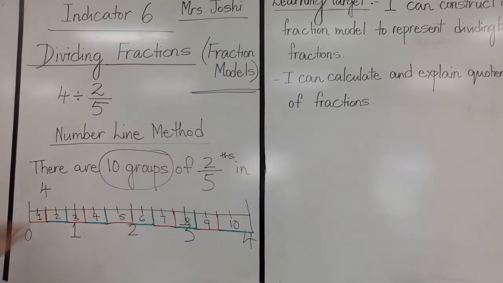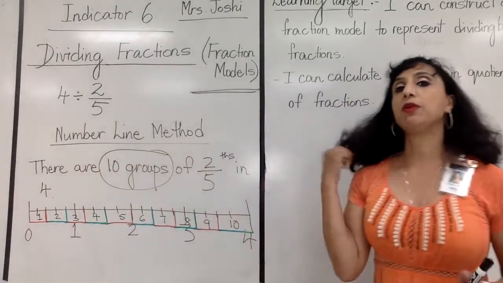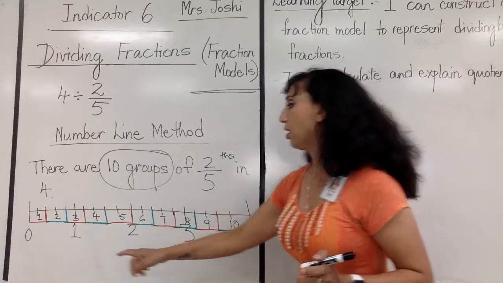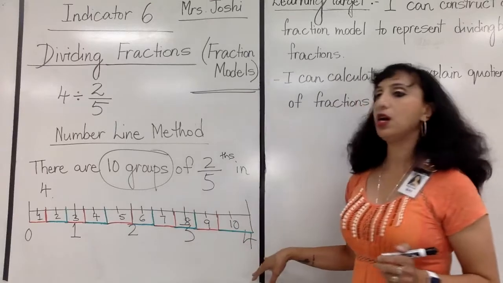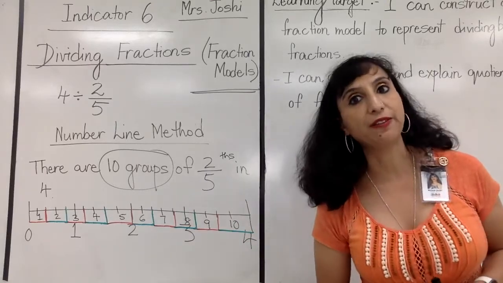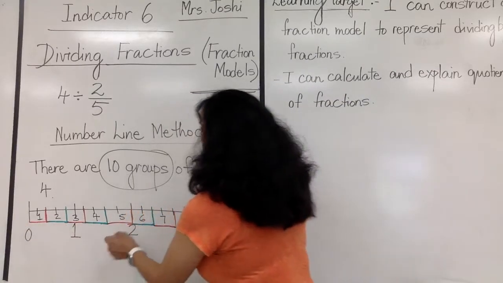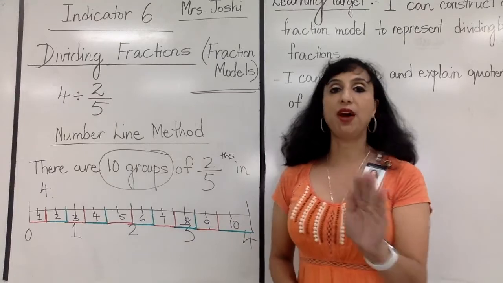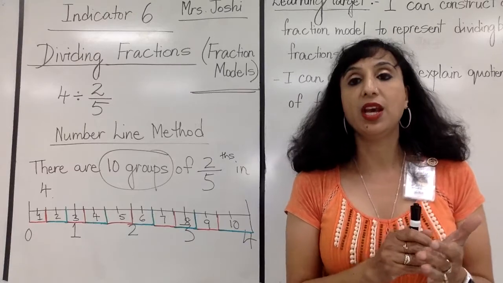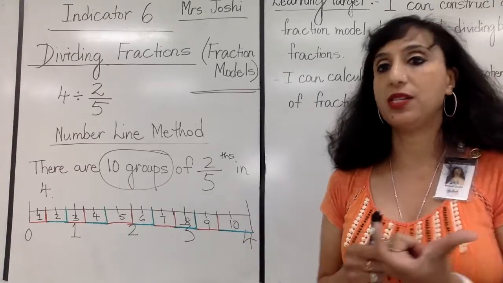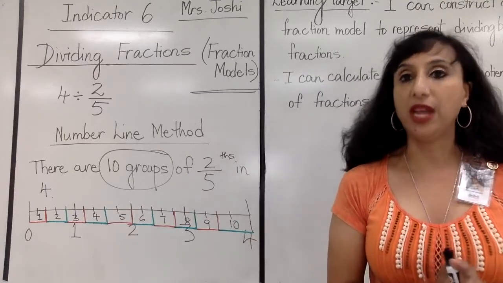Okay, so all I did was make a number line once again. Because my whole number was 4, I took my number line up to 4. So 1, 2, 3, 4. And then since I'm dividing by 2/5, I took each section from 0 to 1, from 1 to 2, from 2 to 3, from 3 to 4 into 5 parts. If it was, let's say, 2/7, I would have divided each section into 7 parts. So this would have been 7, 7, 7, 7. So it depends on what the denominator is.